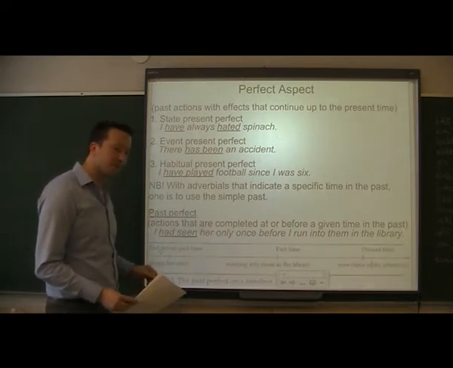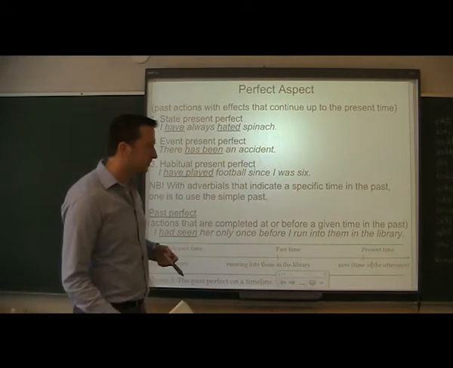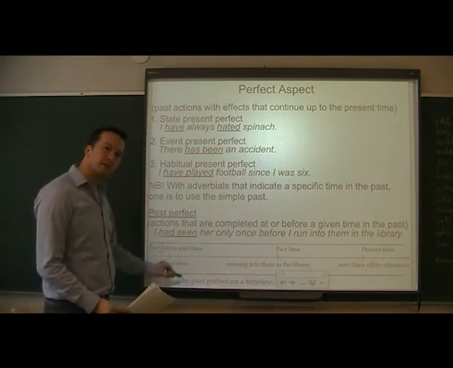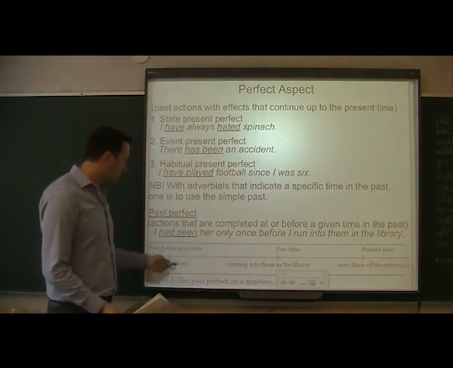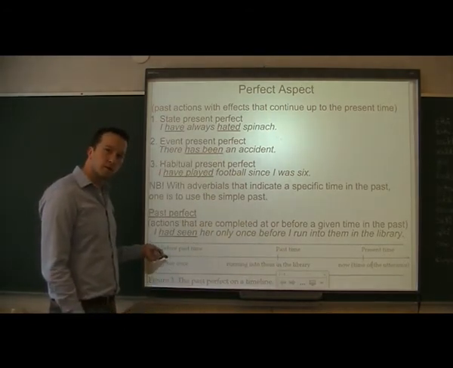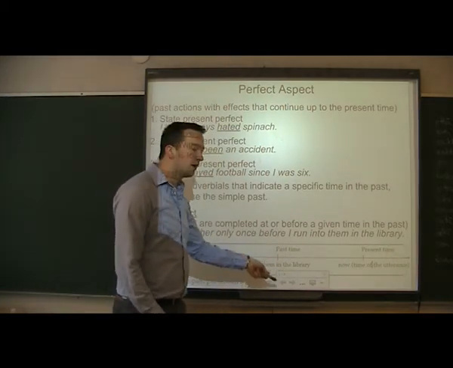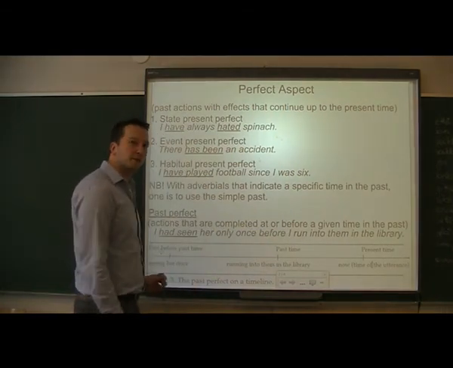If we put this on a timeline, this is the time of the utterance, and this is what happened before this. So I saw her once, and then I ran into them in the library, but they are now both in the past. There we can have the past perfect.